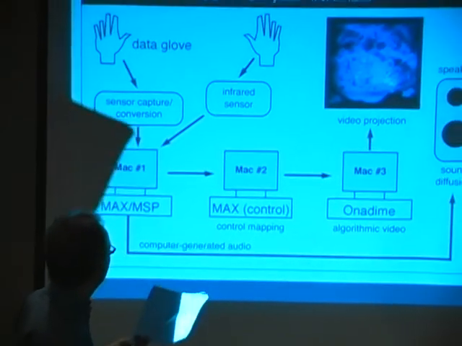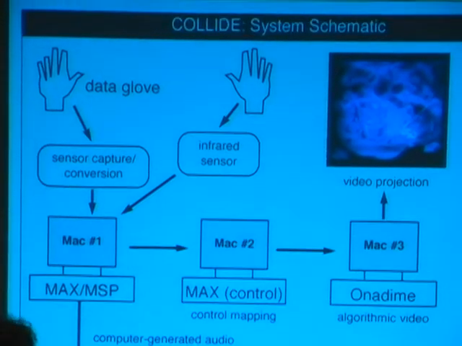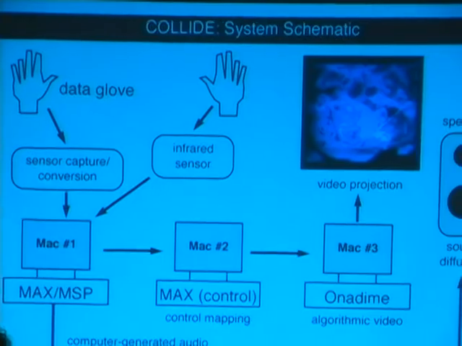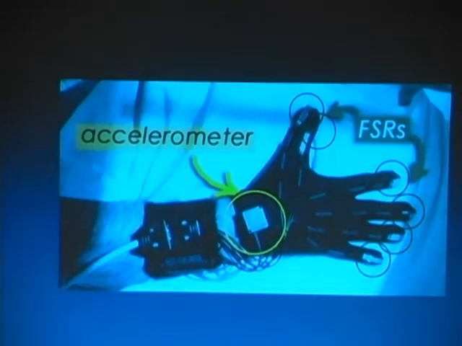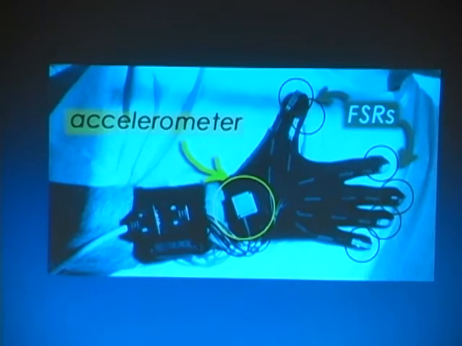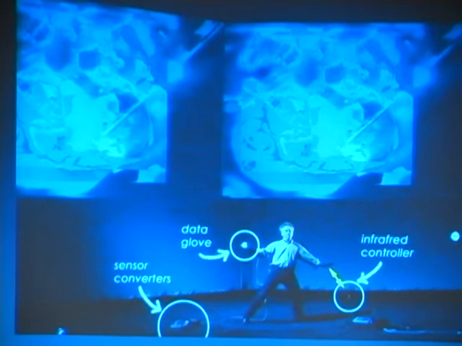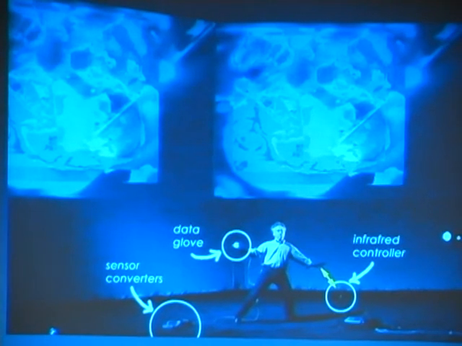It's a controller, and there are a couple of computers, and there's more interactive video and things like that. The hardware seems kind of old now, because I built this a while ago. Tonight I'm using more wireless stuff that I've built since, but this is an earlier version. The setup on stage is like this, with a data glove, an infrared controller, and some sensors and converters.